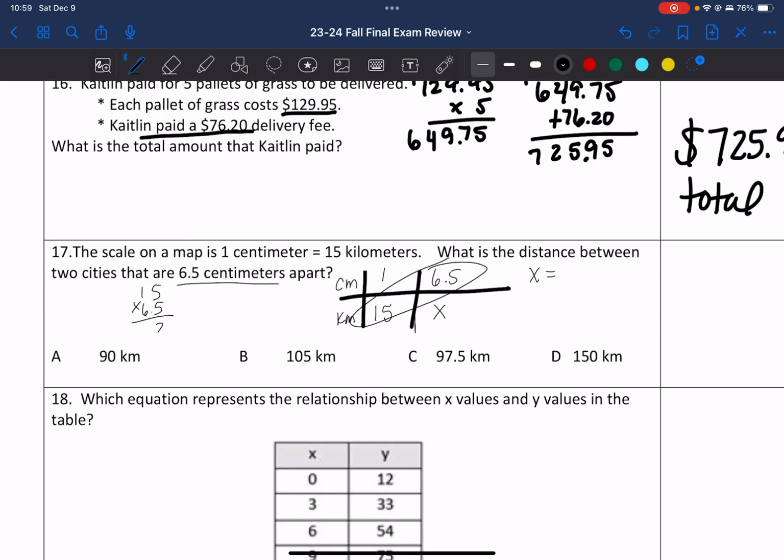5 times 5 is 25. 5, 6, 7, 30. 6 times 1 is 6, 7, 8, 9. And here, we're going to add that. I ran out of space. There's one digit here, so that would be 97.5, which is going to be C.